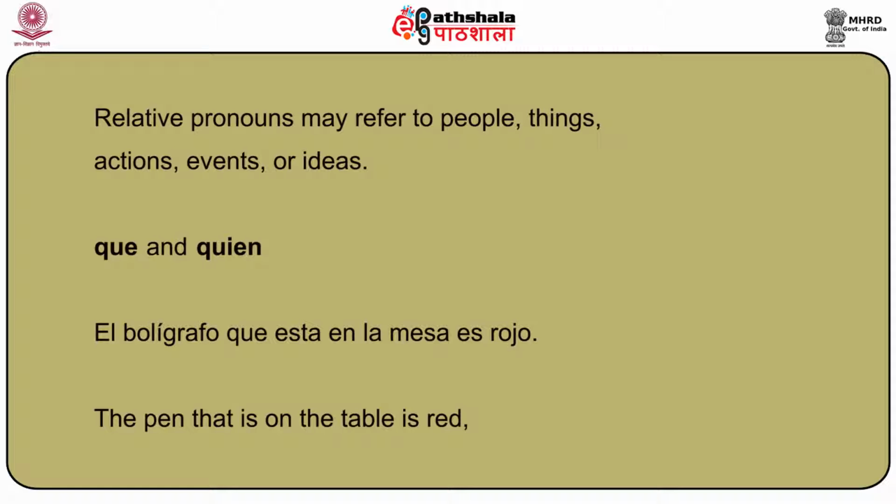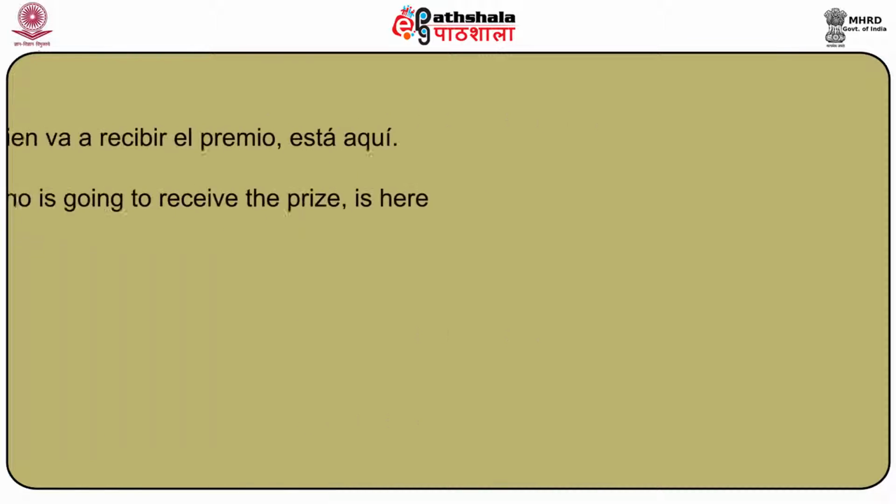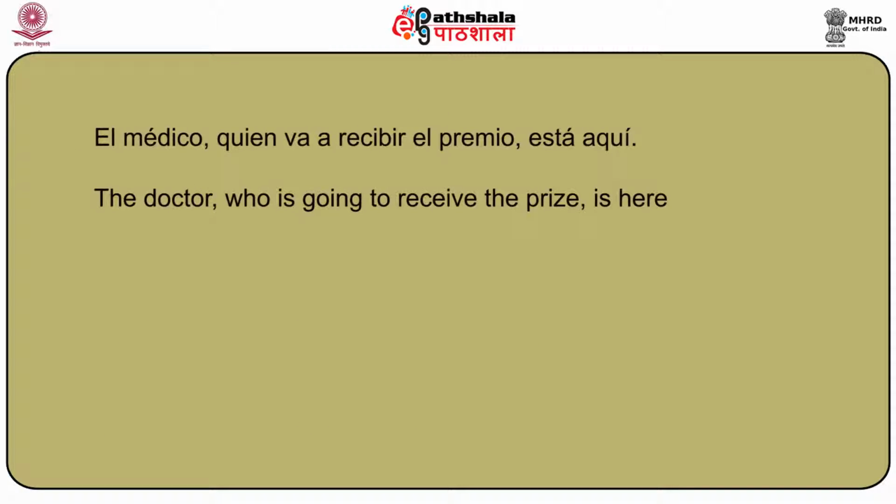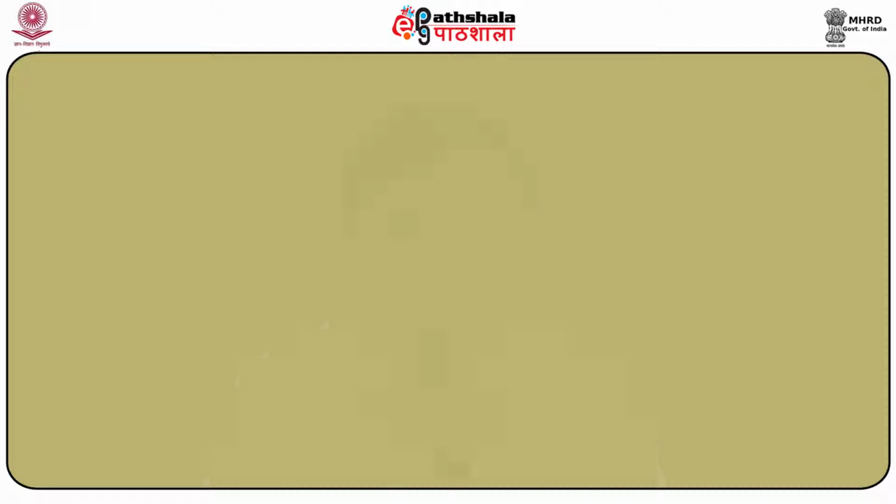El bolígrafo que está en la mesa es rojo. The pen that is on the table is red. Or another example which I would like to talk about is El médico, ¿quién va a recibir el premio está aquí? The doctor, who is going to receive the prize, is here.